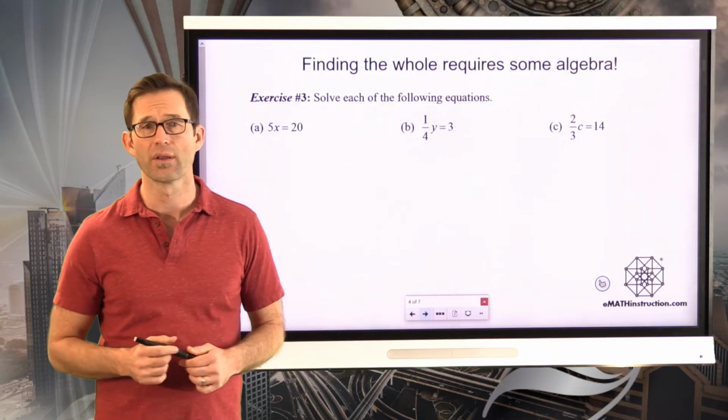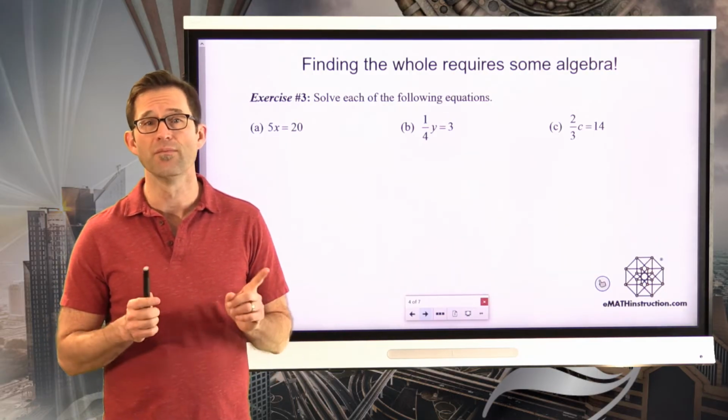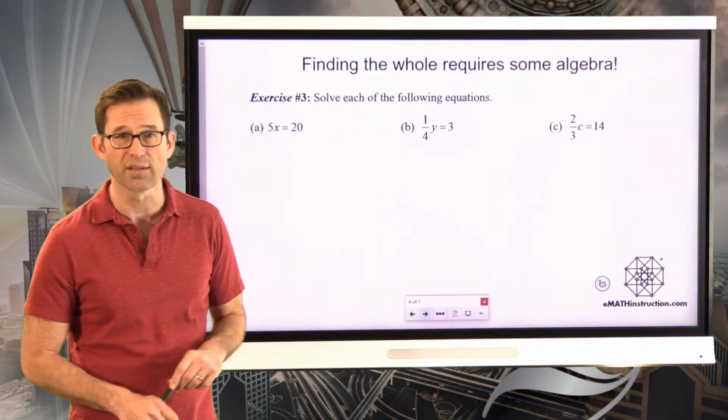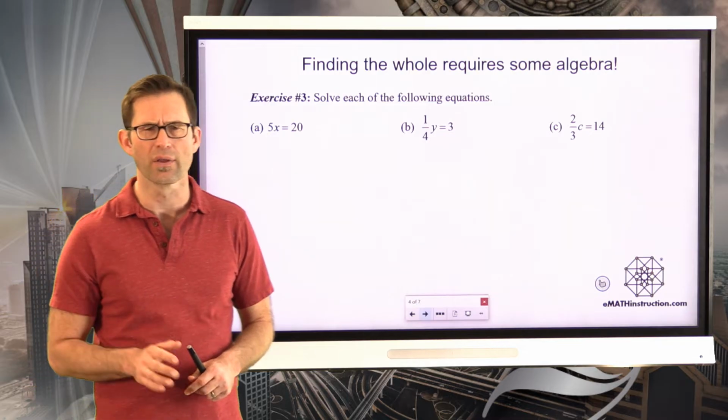Here we're going to concentrate on using algebra. And in order to use algebra, I'd like to review some simple equation solving techniques. So, exercise number 3. Solve each of the following equations. All right, now let's just take a look at this for a moment.